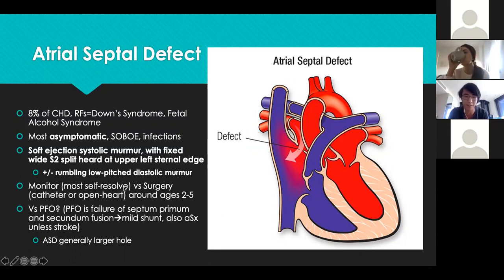They self-resolve on their own. You can close them if they are troublesome and are causing symptoms. And this is done around the ages of 2 to 5. And that can be done through a catheter or open heart surgery.